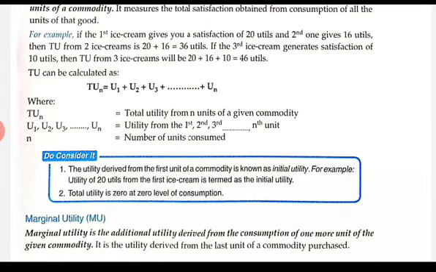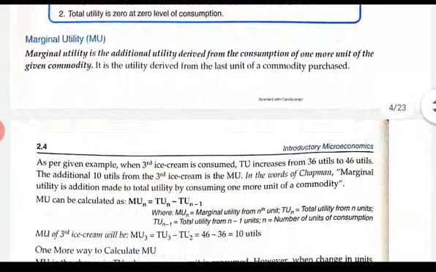The total utility from 2 ice creams was 36, but when you consume the third ice cream, the total utility increased from 36 to 46. So the additional 10 utils from the third ice cream is the MU. Previously you were consuming 2 units, then you consumed 1 additional unit. For that there is a 10 utils change in the total utility. That is called marginal utility.